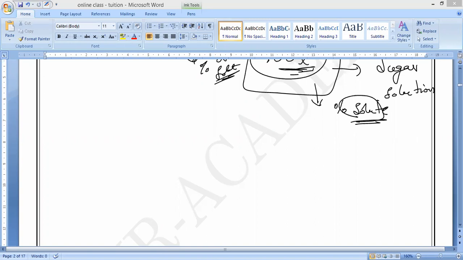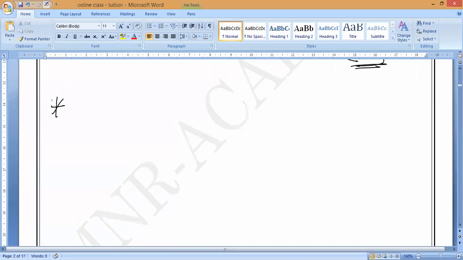How much? 100 grams. Write it. Understand? The concentration of a solution is defined as the... right? Are you understanding?